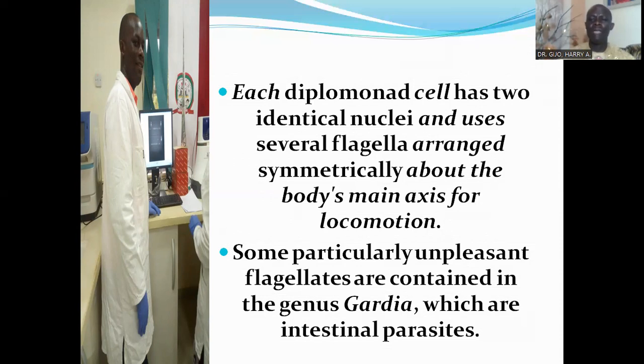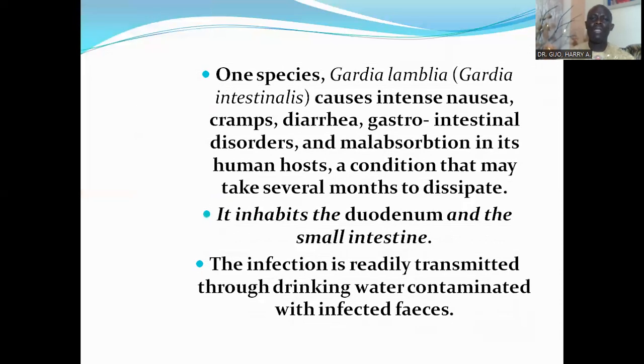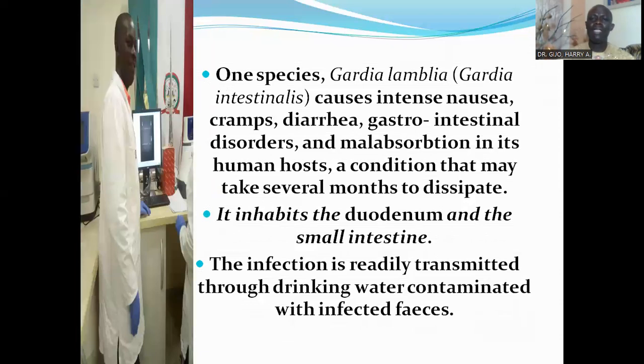Some particularly unpleasant flagellates are contained in the genus Giardia, which are intestinal parasites. One species, Giardia lamblia or Giardia intestinalis, causes intense nausea, cramps, diarrhea, gastrointestinal disorders, and malabsorption in its human host, a condition that may take several months to dissipate. It inhabits the duodenum and the small intestine. The infection is readily transmitted through drinking water contaminated with infected feces.